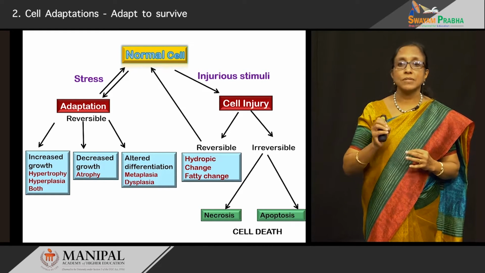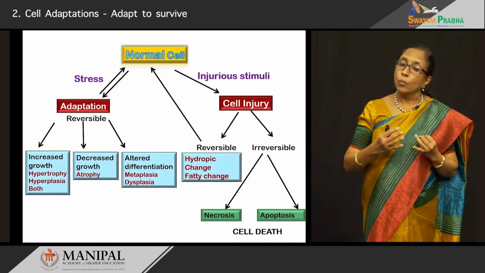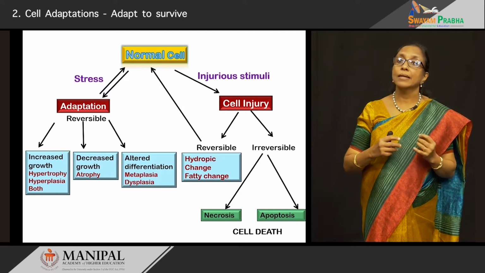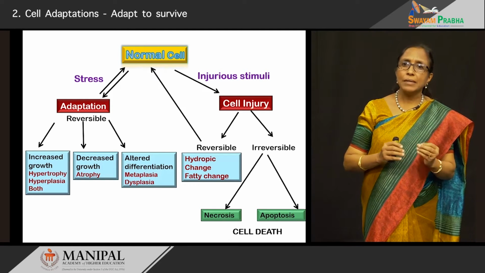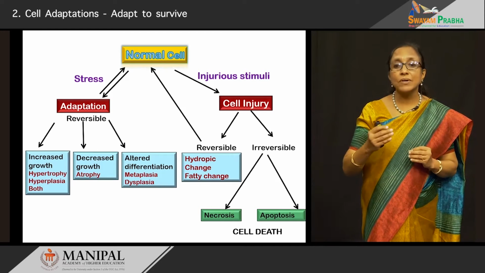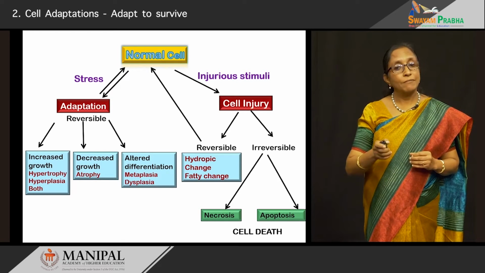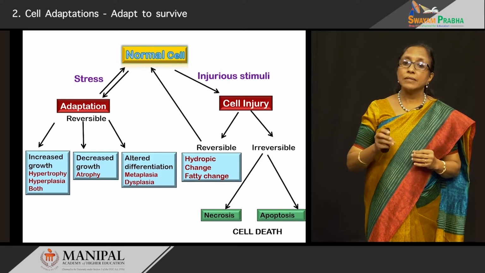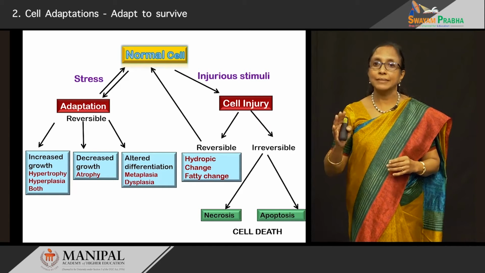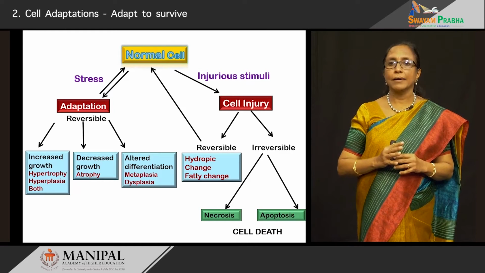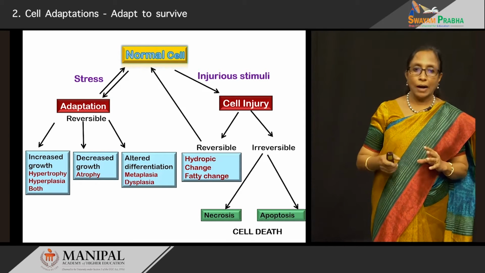Now, if there is an injurious stimulus to that cell, be it an infection or some chemical, some toxin, whatever it is, the cell goes into the injury mode. When it is so, if it is a mild transient injury, then certain reversible changes take place, and those are what we call the hydropic change or the fatty change. If it is a severe progressive injury, then the cell goes on to irreversible cell death, and the two forms of cell death are necrosis and apoptosis. So, this is how the various responses to injury are.